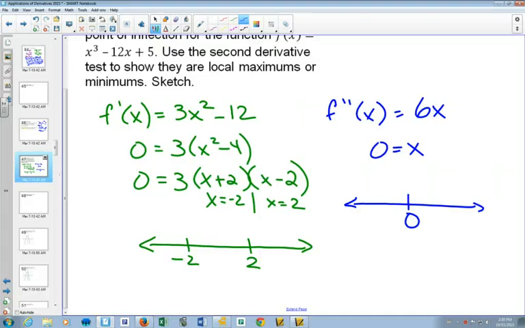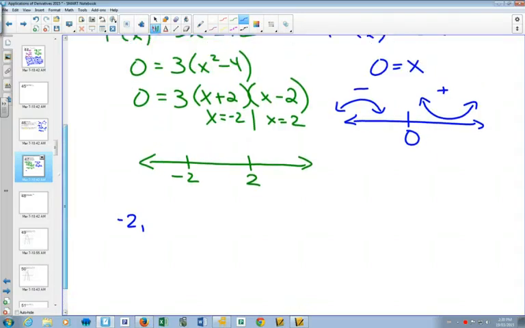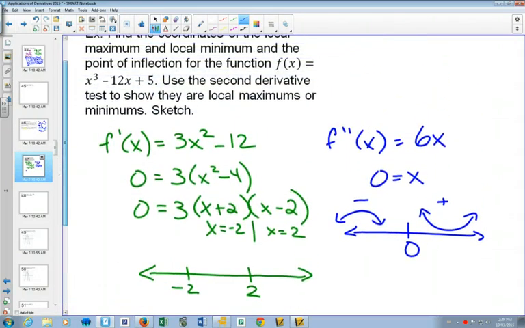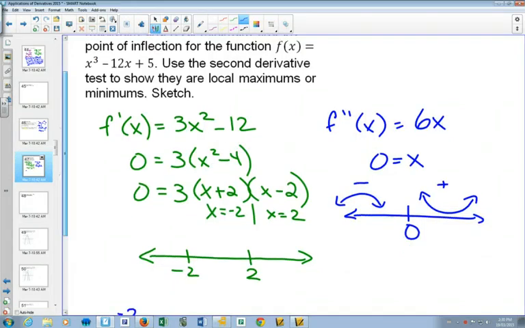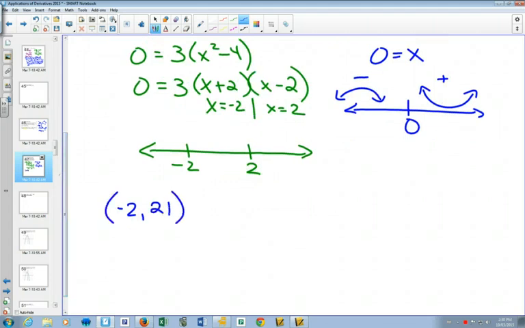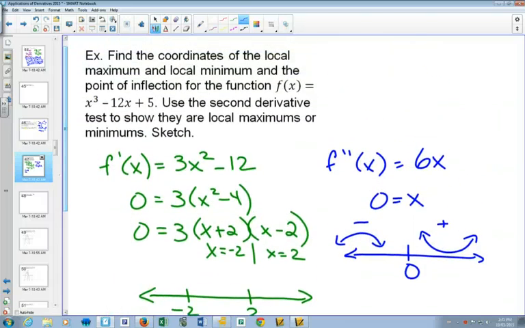So there's 0. And if you plug in a negative number, and the second derivative is 6x, well, obviously it's going to be negative. You plug in a positive number, it's going to be positive. Okay? So let's see, what does it have to be at negative 2? Negative 2, comma, we'd have negative 8 plus 24 is 16 plus 5 is 21. And we have the point 2, comma, that would be 8 minus 24 is negative 16 plus 5 is negative 11.